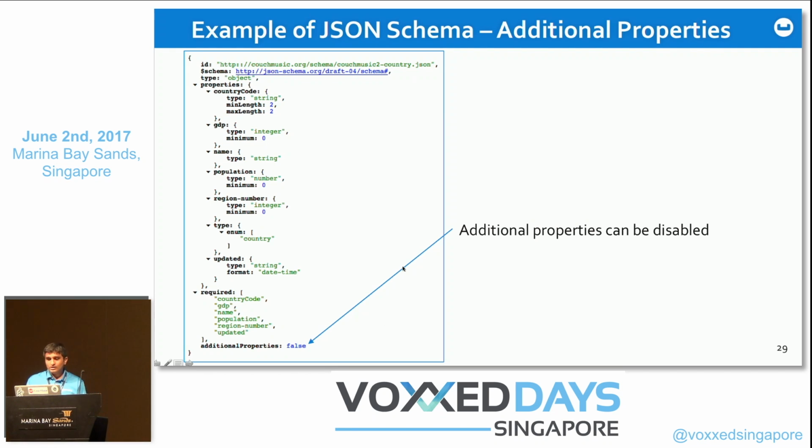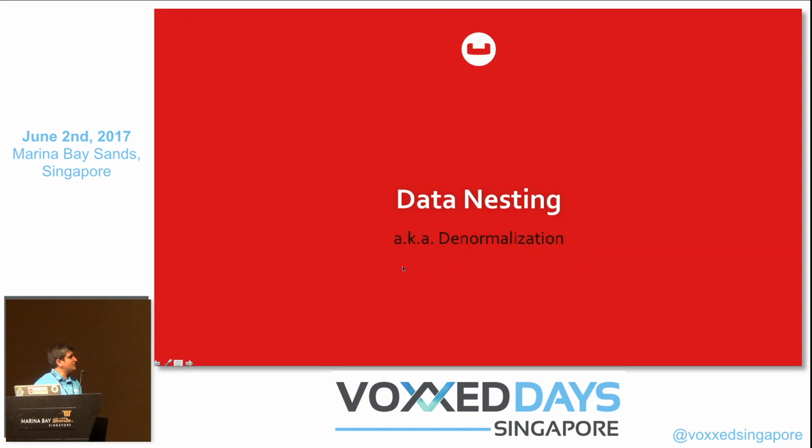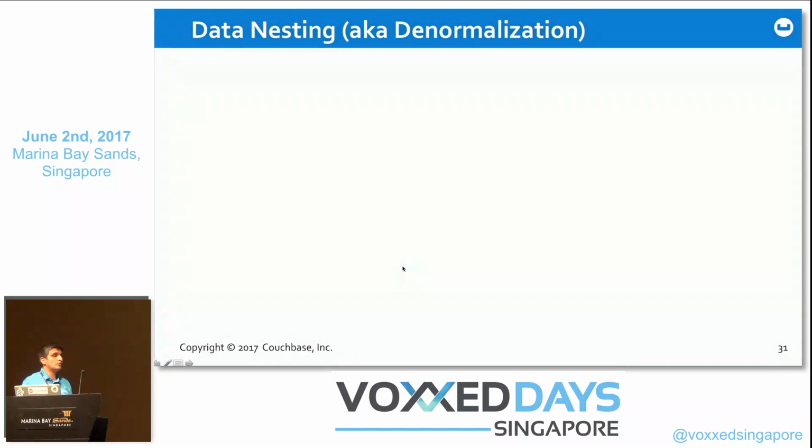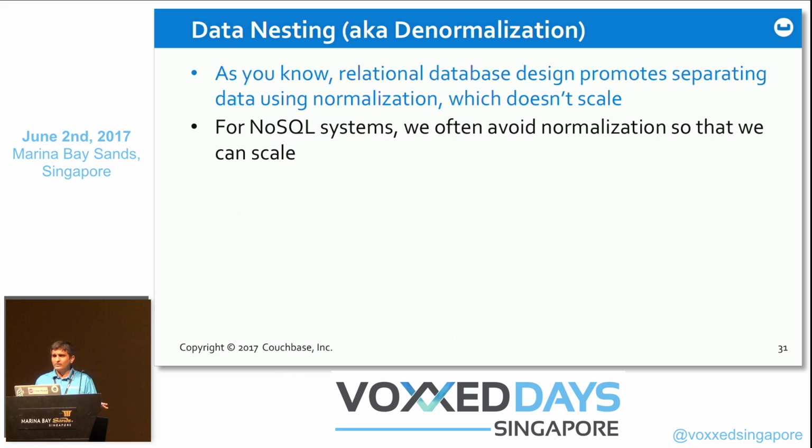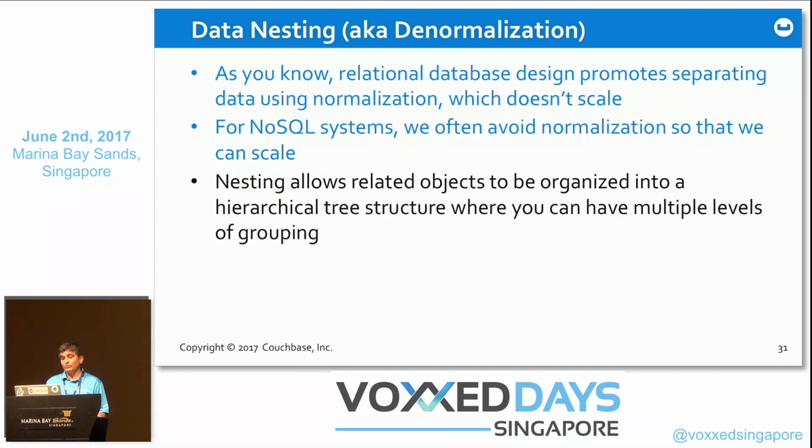Let's talk a little bit about data nesting. That is what we call denormalization or relaxed normalization. As you know, relational database design promotes separating data using normalization, which does not scale. So with NoSQL systems, we often avoid normalization, or rather we relax the normalization so that we can scale. And nesting is the way you can do that.